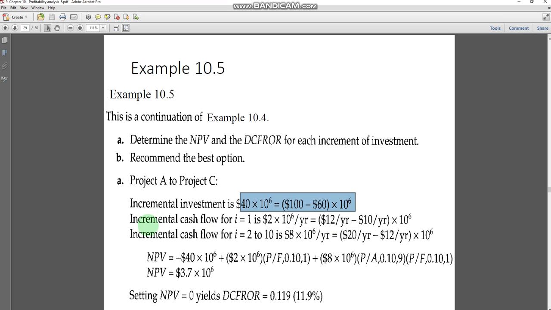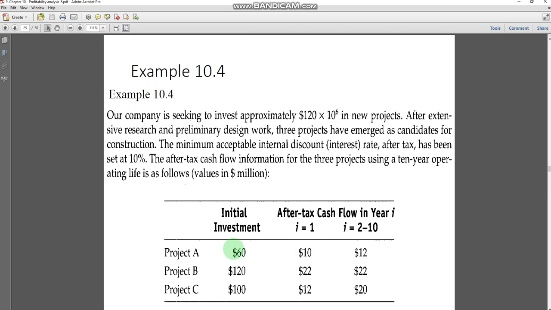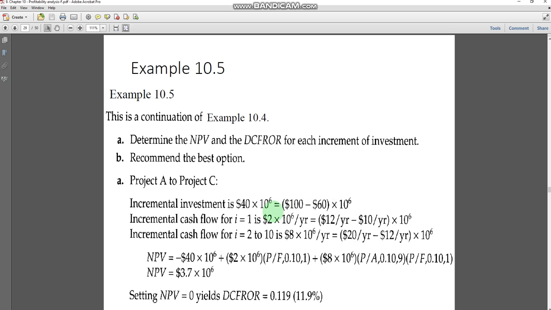Now the incremental cash flow for I equal to 1 is $2 million. When you make the comparison between project A and project C, the difference for year 1 is $2 million. And similarly, the difference for the years from 2 to 10 is 20 minus 12, that is $8 million. So we have to use these numbers here. For I equal to 1, the annual increment is $2 million, and from year 2 to 10, the increment is $8 million.